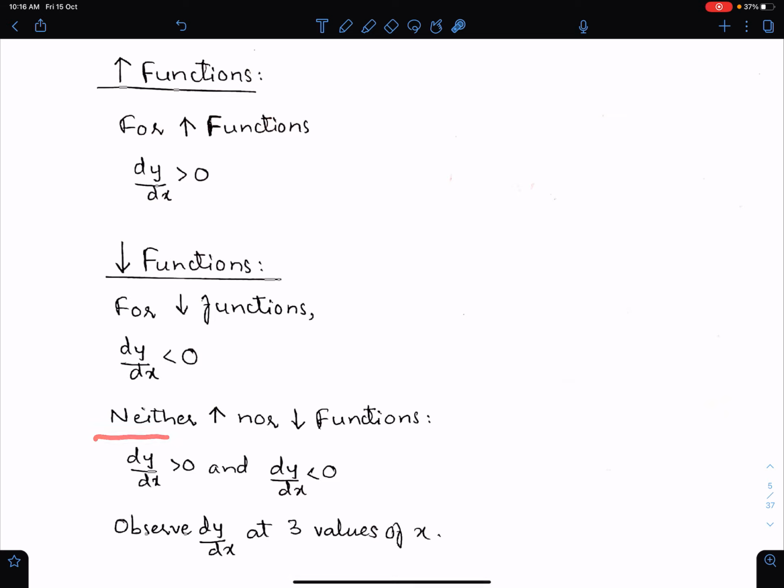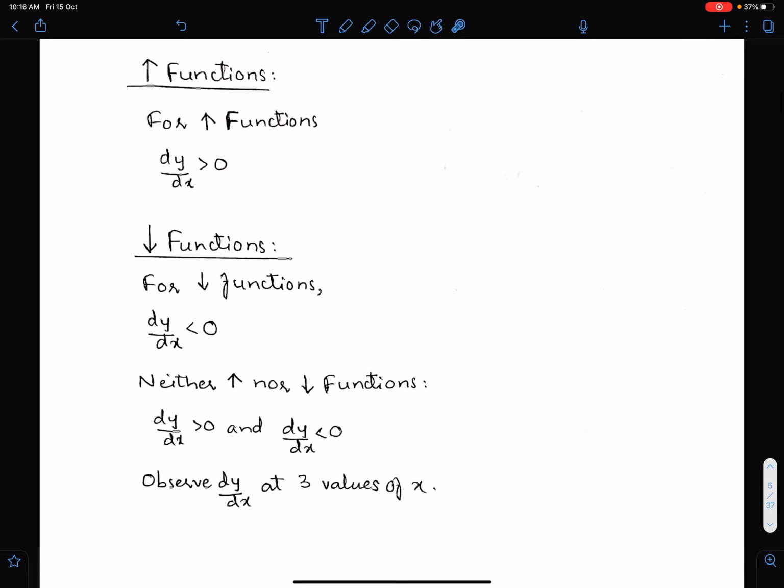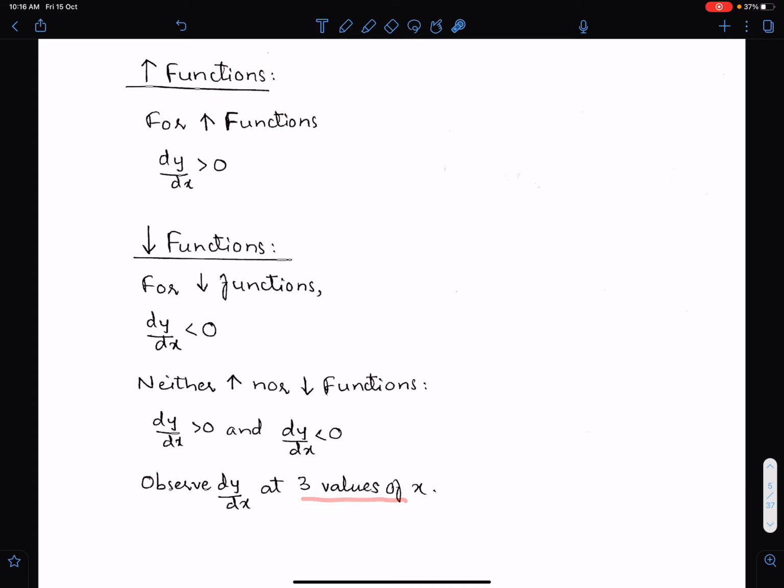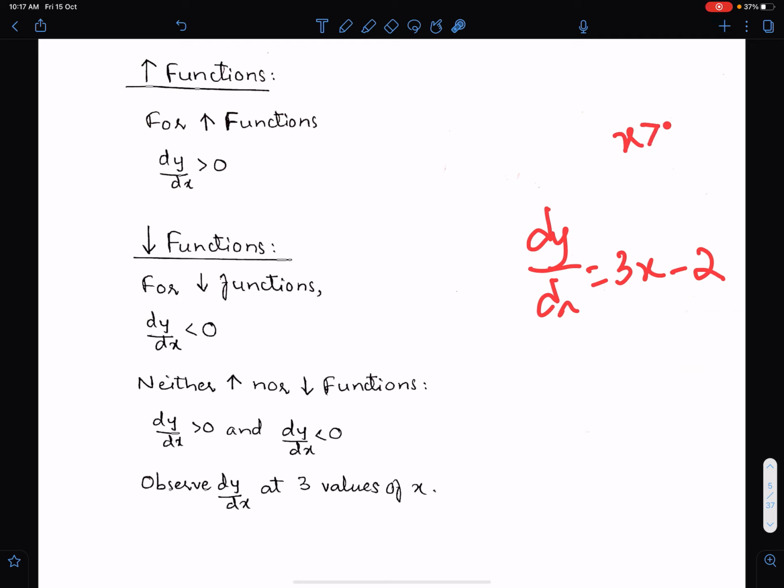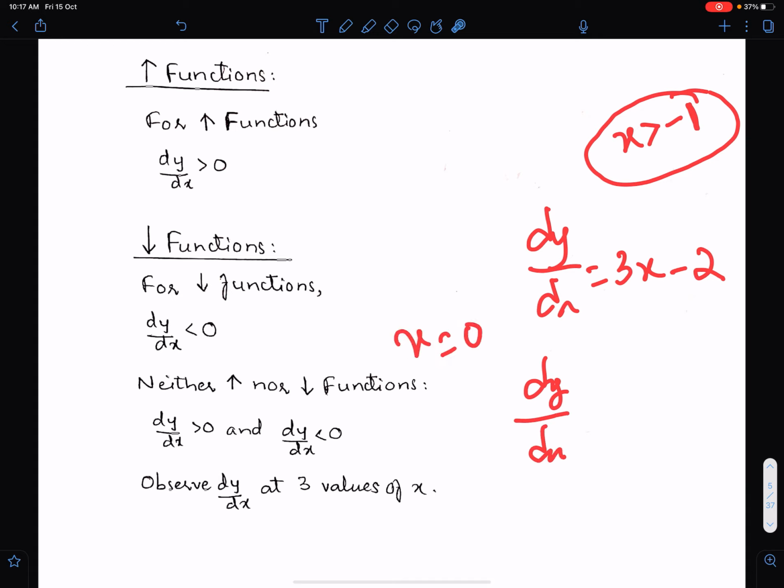For neither increasing nor decreasing functions, we have to observe the sign of gradient at 3 values of x. For example, if we have this gradient 3x minus 2, and let's suppose this is the domain x greater than minus 1, then we need to observe gradient at 3 values of x. For example, at x0 gradient is minus 2.